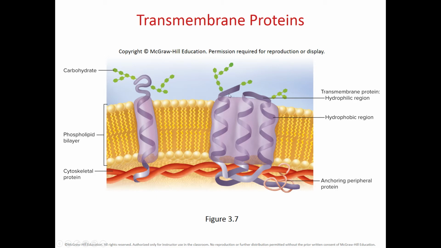And this is a transmembrane protein with multiple passes. This is a single pass integral protein, and this one has several passes. This one has only one, and this one has 1, 2, and 3. So this is larger than this.